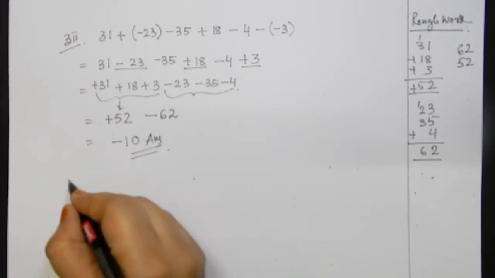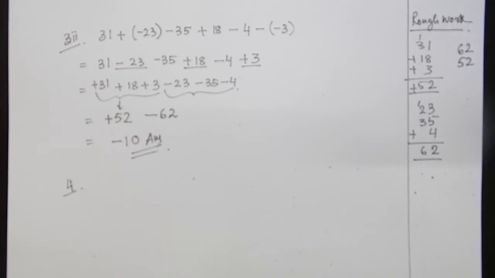Let us do the last sum of this exercise. Question number 4. Come, let's read the question. Reshmi deposited rupees 4,370 in her account on Monday and then withdrew 2,875 rupees on Tuesday. Next day again she deposited rupees 1,550. What is her balance on Thursday?